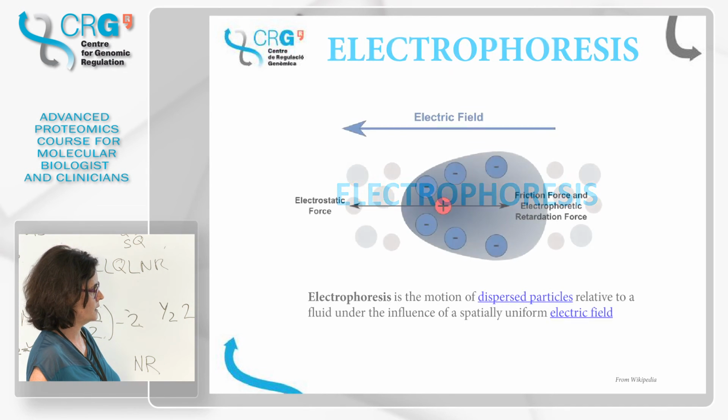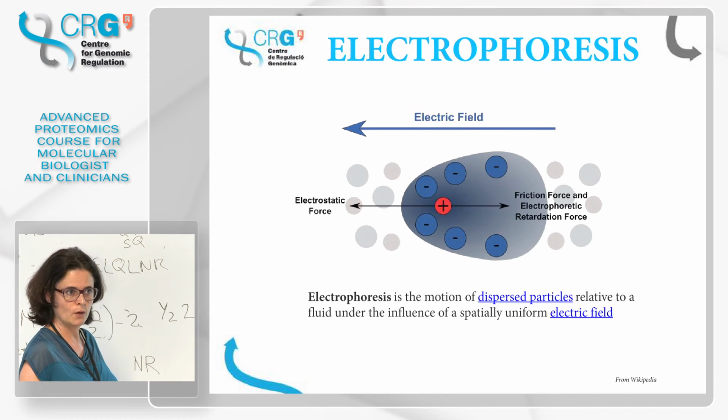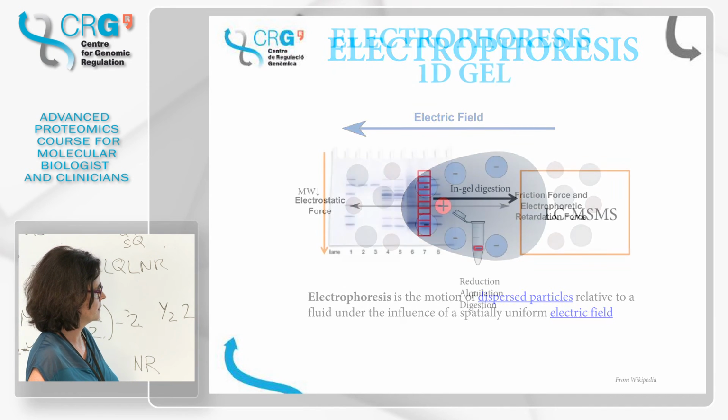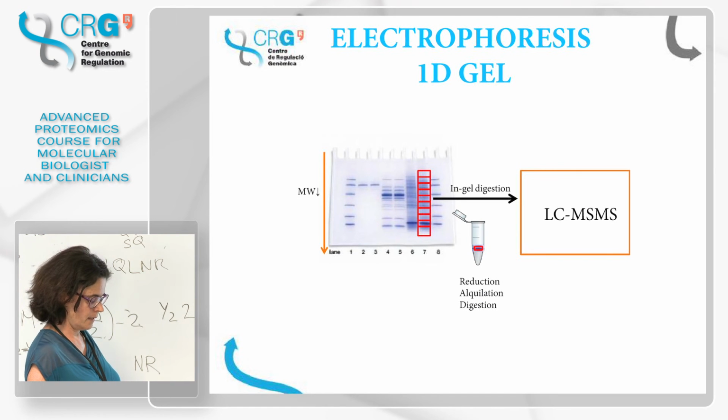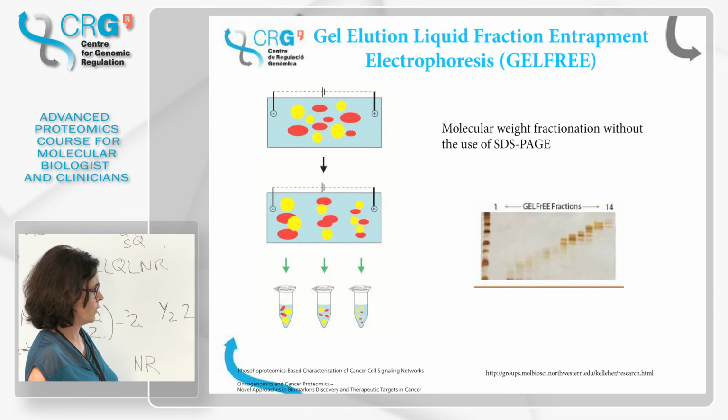Another way of separation is electrophoresis, which most of you know very well, so I'm not going to explain it. The most typical way of separating is a monodimensional gel. You just run a gel, you cut a band, you do the gel digestion, and you run it in the LC. So this is a way of separation, because here you're separating your proteins according to their molecular weight. There are other ways of doing this. There is gel-free, which is similar to a gel, but without the gel. It's in solution, and you apply a voltage, and you can also separate the proteins according to their size.